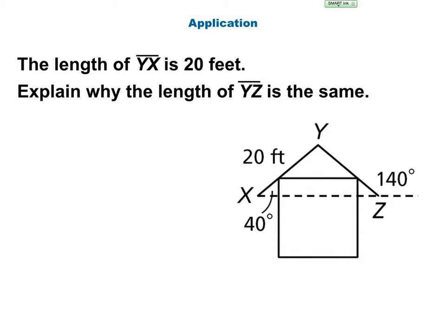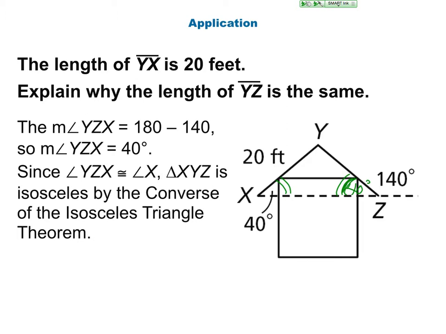Why would YZ have to be 20 feet? Abby? Because if you're going to find angle YZX, you take 180 minus 140, since there'd be a linear pair. Okay, so 180 minus 140 is 40 degrees. And then since those angles are congruent, the sides have to be congruent too, according to the isosceles triangle theorem converse, because you're starting with the angles and getting the sides congruent. Correct.